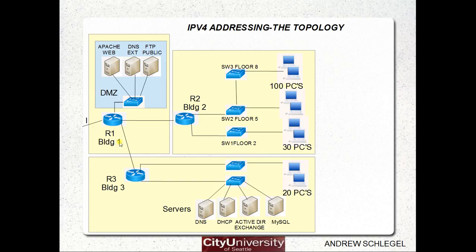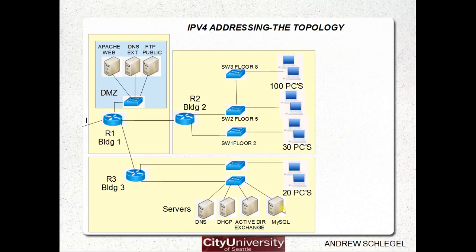Then over here on building 3, again, we have 2 networks, right? This is our server room. These are our internal servers. These are the servers in the DMZ. All right, so here we have a DNS server. Here we have a DHCP server. Here we have Active Directory Exchange. And here we have MySQL.